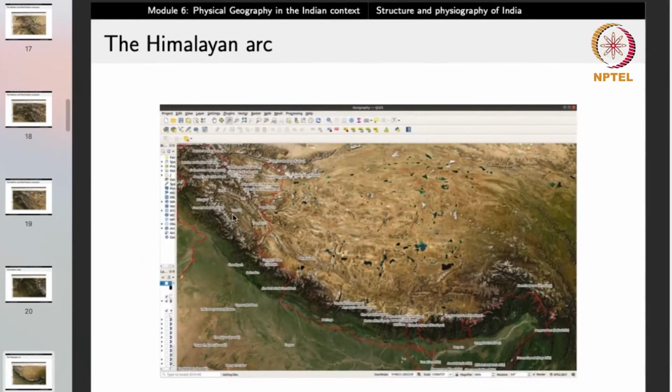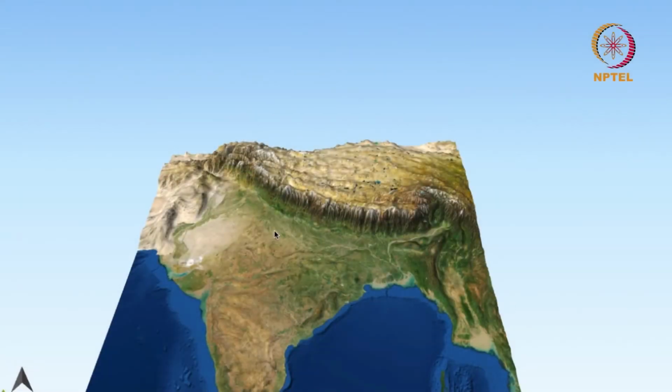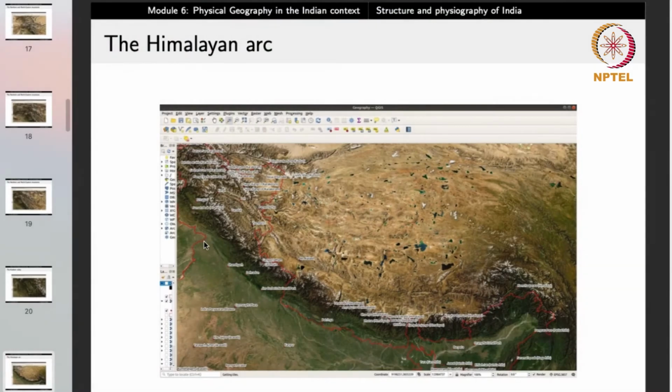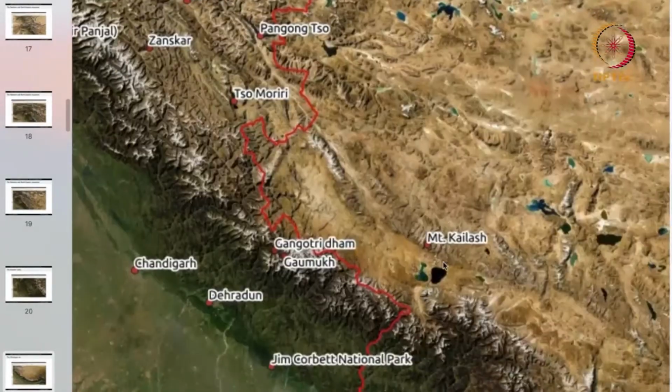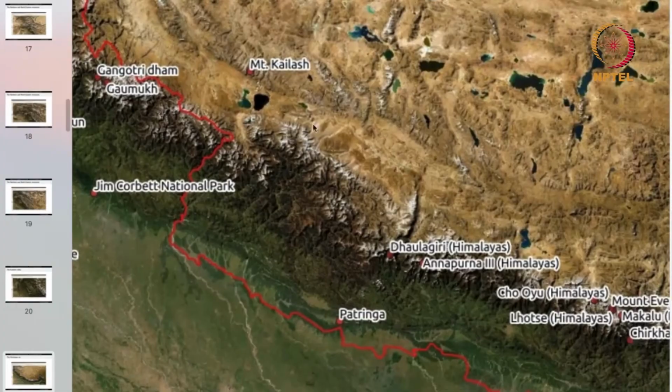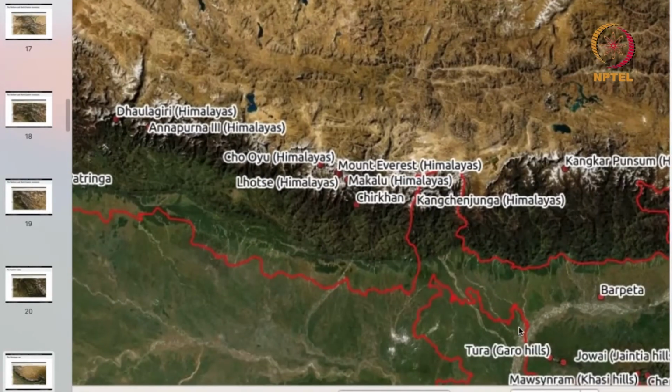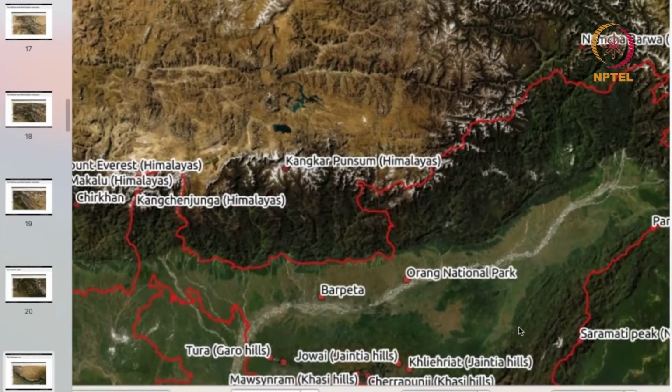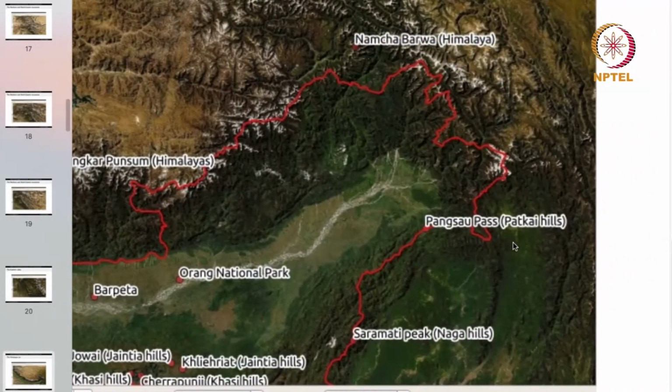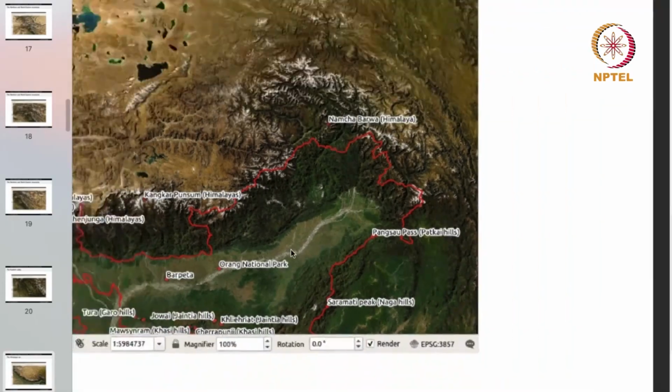Now the Himalayan arc traverses the north of the country. If we look at it in 3D, this is the Himalayan arc. The Himalayan arc forms our northern boundaries, and in this area we have the Mount Kailash, Dhaulagiri, Annapurna and so many other peaks up to Namcha Barwa.